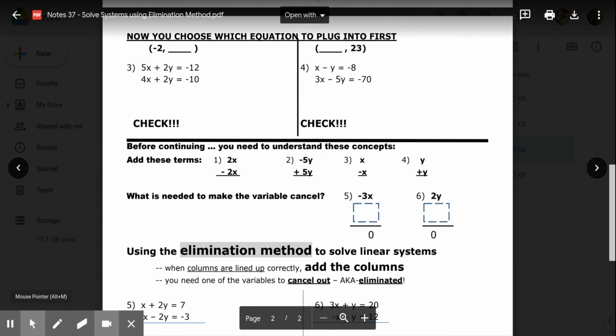All right, let's look at the back side. On 3 and 4, this is where you can actually choose which equation to plug into first. So this would be a good time to pause this and to see if you can do it correctly.